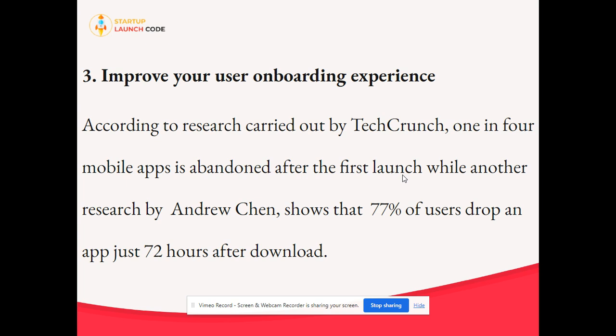Don't bombard them with too many tasks at the same time. Take it easy on them, make it as seamless as possible. You can even gamify the onboarding process so that it keeps them engaged till they do that key action they need to do on your application.